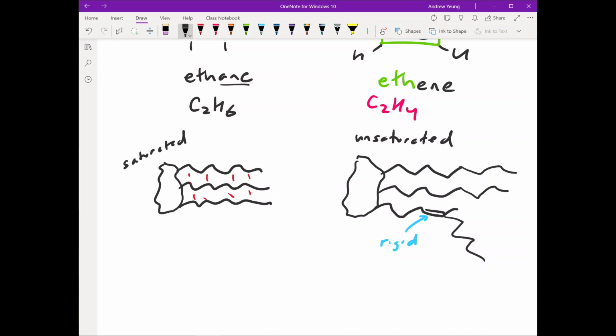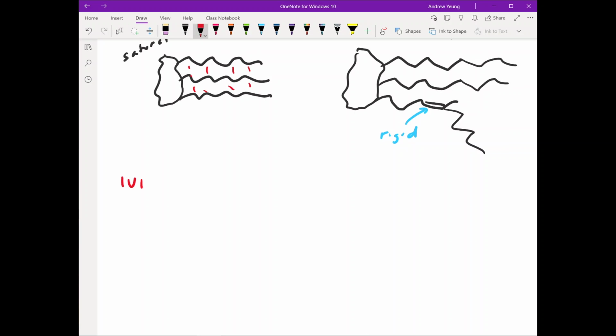It's introducing some geometry that causes some of these tails to bend away from each other, and it does allow our bodies to break down unsaturated fats a little bit easier. So if you have a choice, we try to veer away from trans or saturated fats, which are very hard for our bodies to digest, and we would rather have more unsaturation. Okay, so we've already seen a little bit of the change in naming. The ending of the name, instead of ANE, is now going to end in ENE. So let's just continue onwards.